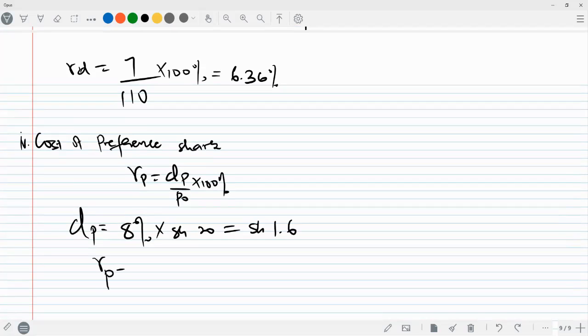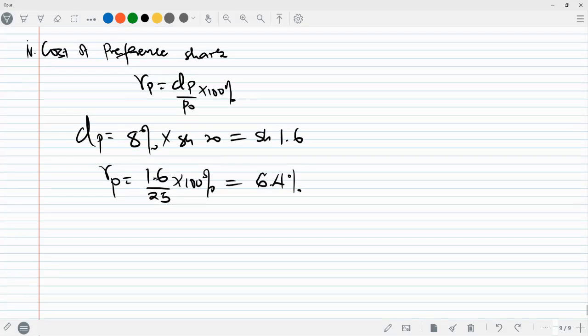The cost of preference share is the dividend 1.6 divided by P naught. P naught is equal to 25, and we express this as a percent, to give us how much? 6.4. And we get 6.4% to be the cost of these preference shares.